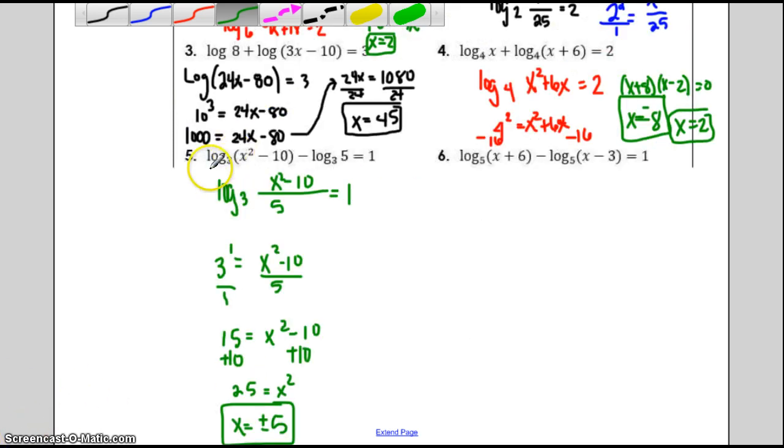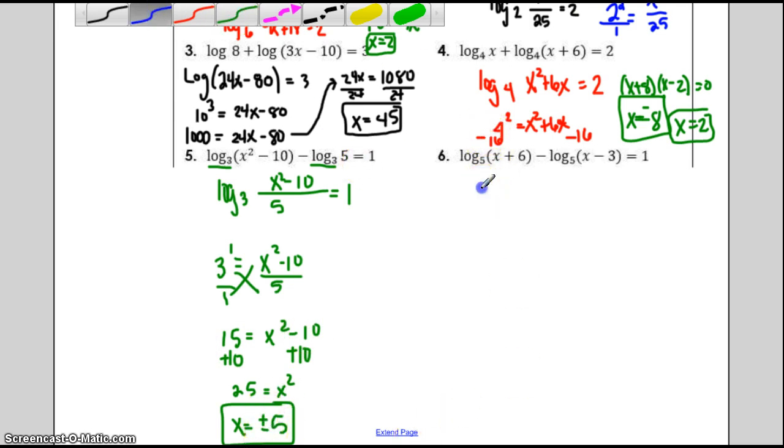All right, so first, log base 3, division with this first on the top, divided by 5. Rewrite it, so 3 is the base, 1 is the exponent, equal to what's inside. Put this over 1 so then we can just easily cross multiply here. Then you can either get the 10 over here and do the square root, or you can subtract the 15 and then factor that difference of squares to get positive 5 and negative 5.